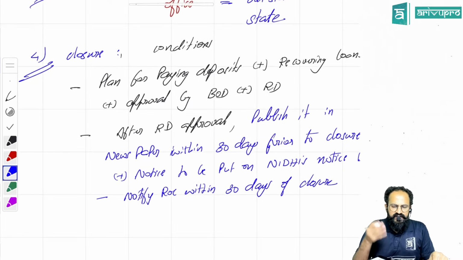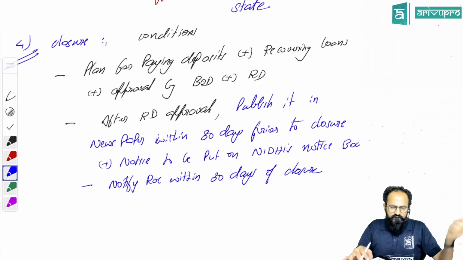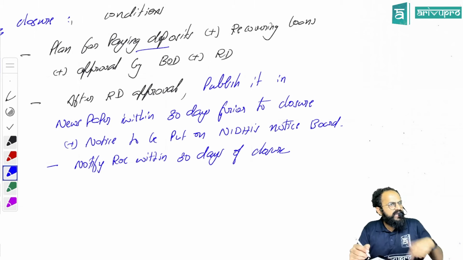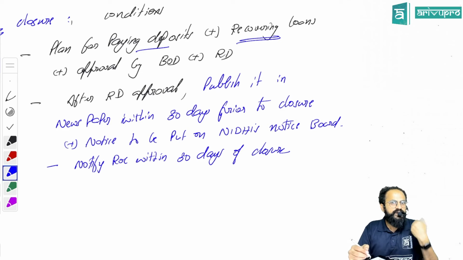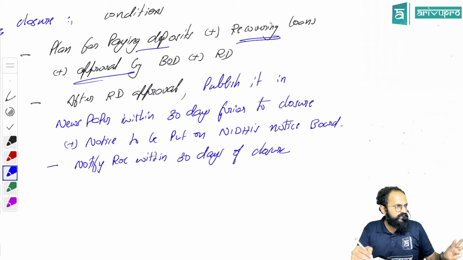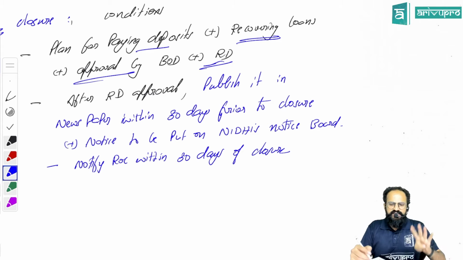Is it possible? They're telling you it's possible. How? You have to submit a plan for paying all the deposits you have taken from that particular branch nearby, whoever have opened. Next, you have to give a plan for recovering the loans, if at all someone has taken loans. The third is, you have to take the approval of your NIDHI's board of directors. Along with that, you need to take approval of the regional director. All these are done, people.